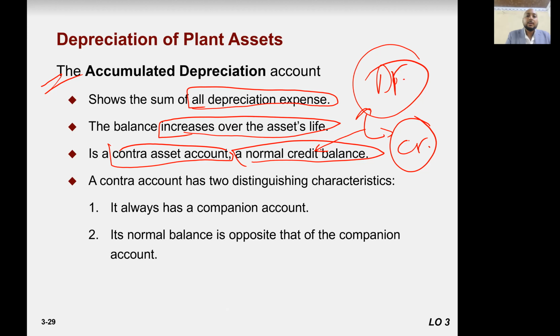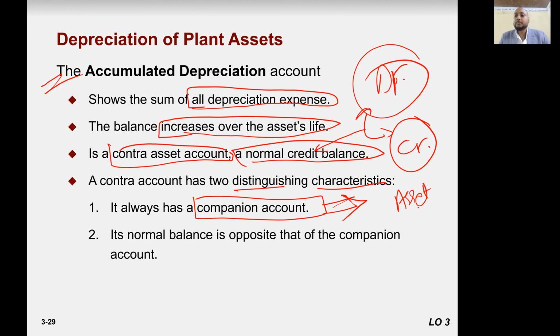which is credit. A contra account has two distinguishing characteristics. Number one, it is a companion account. It always has its mother account. So its mother account is the asset account, plant asset or equipment, right? So its normal balance is the opposite of the companion account. If the mother account is debit, then its account is going to be credit. If the companion account is credit, the mother account is going to be debit.